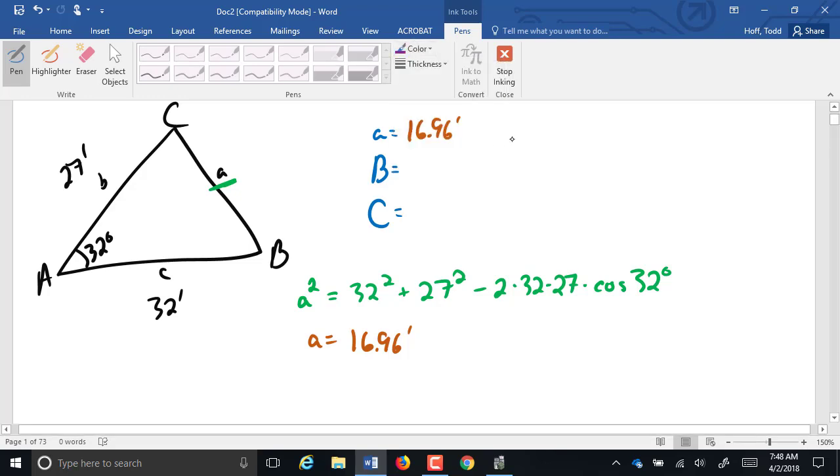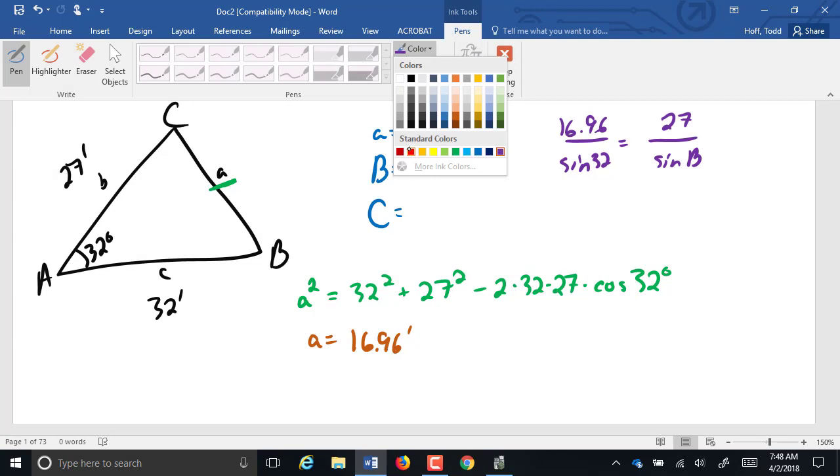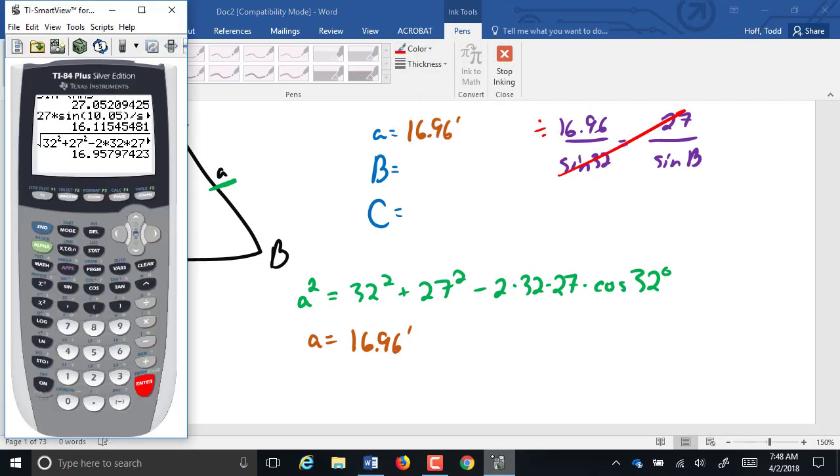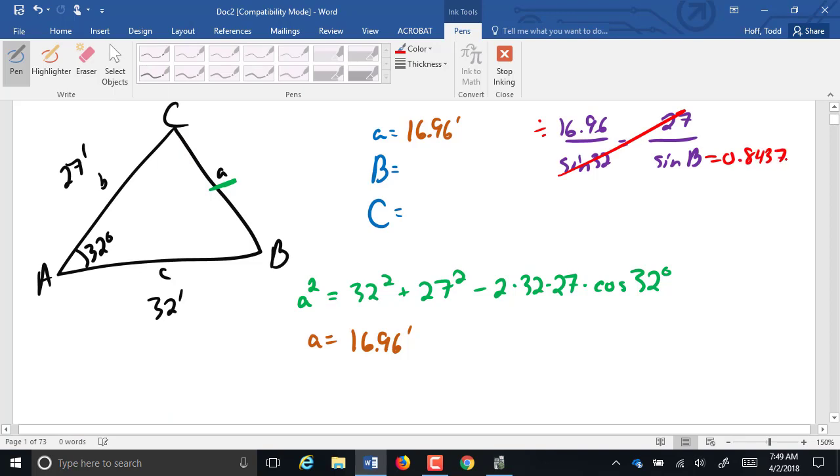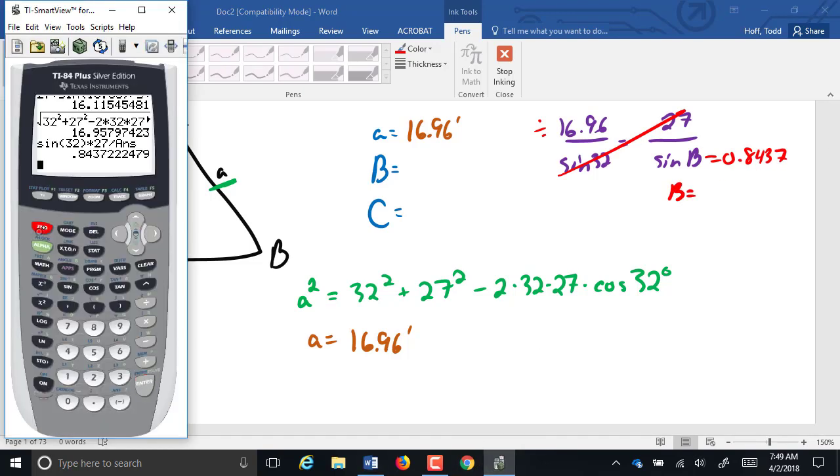For finding an angle, I have the 16.96 over the sine of 32. Which side do I want to use first, the 27 or the 32? 27, yes. Always want to use the smaller one first. That's going to be over the sine of B. Cross multiply and divide. Yeah, we get 0.8437. So doing the inverse sine gives us 57.54. I'm good.